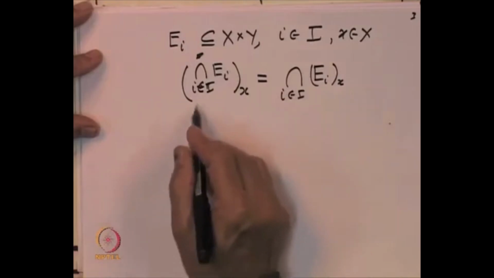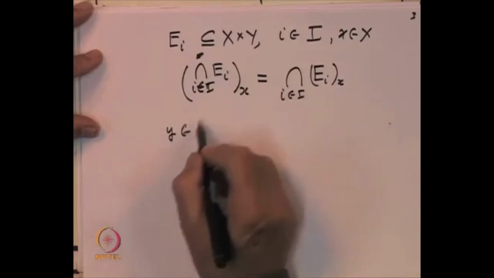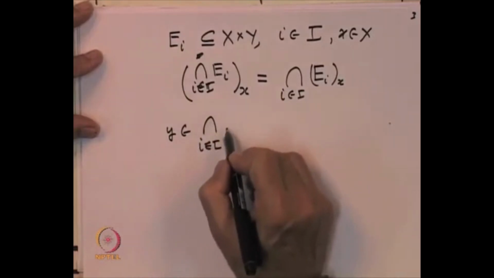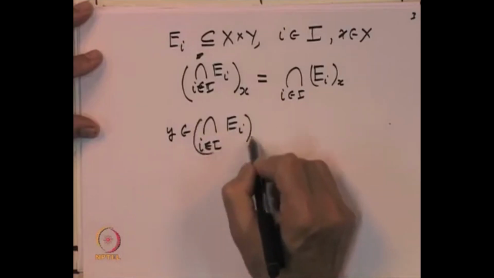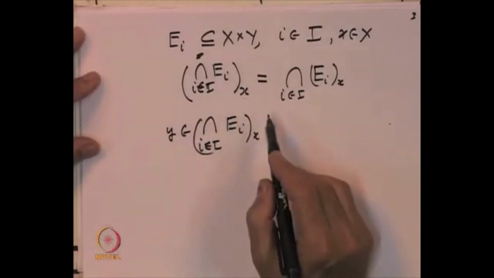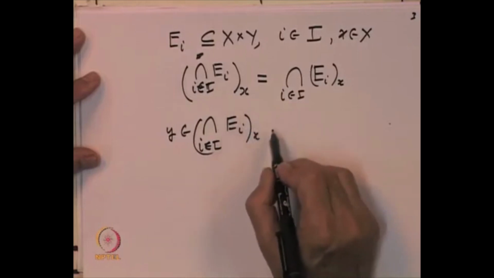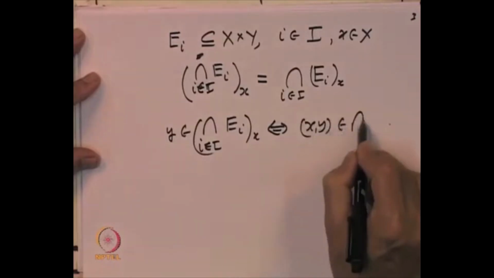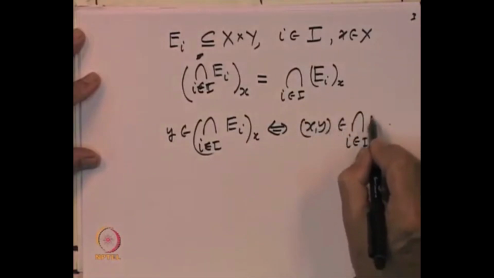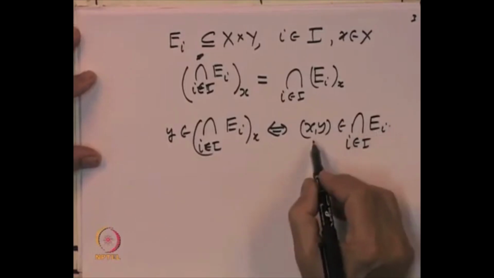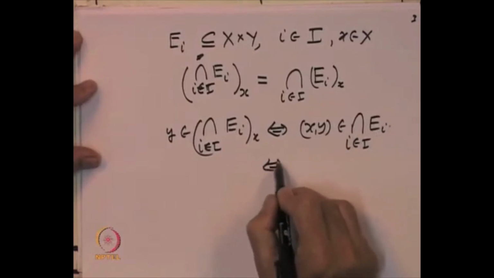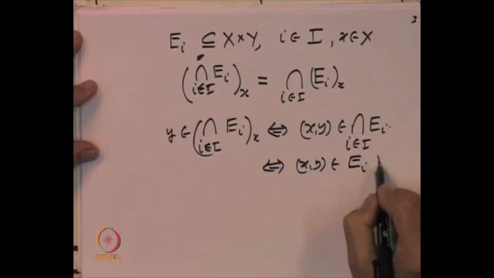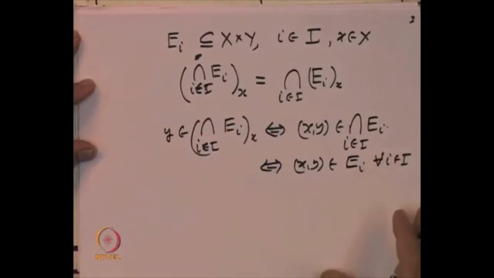So, to show this, let us take a point y belonging to the intersection over i in I of E i at x. So, let us take a point y in this set on the left hand side. That is if and only if, by the definition, x comma y belongs to the intersection over i in I of the sets E i. But if a point belongs to the intersection, that means that the point belongs to each one of the sets. So, it belongs to E i for every i belonging to I.